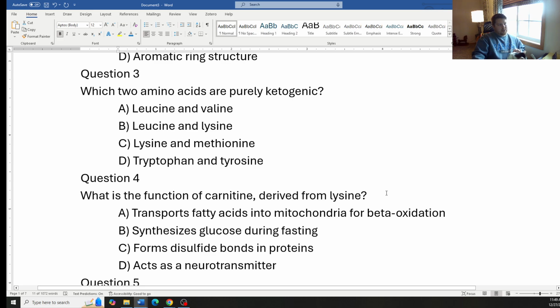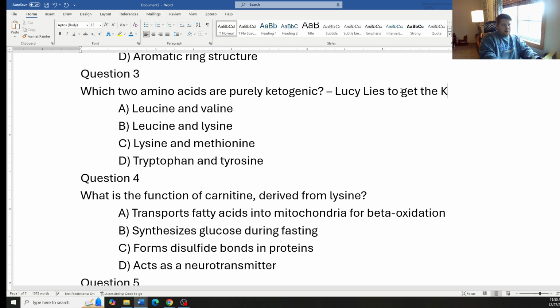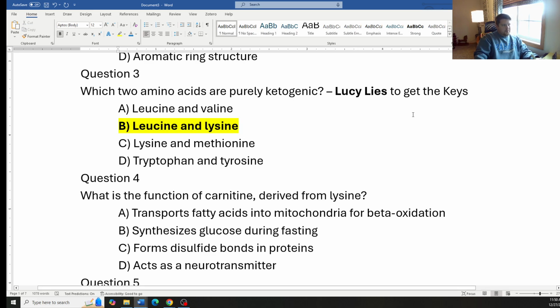Which 2 amino acids are purely ketogenic? Leucine and valine, leucine and lysine, lysine and methionine, tryptophan and tyrosine. When we talk about the ketogenic amino acids, let's think about our mnemonics that help us remember all of these. Our mnemonic for the ketogenic amino acids is Lucy lies to get the keys. So we have Lucy and lies, which is our leucine and lysine, our purely ketogenic amino acids.